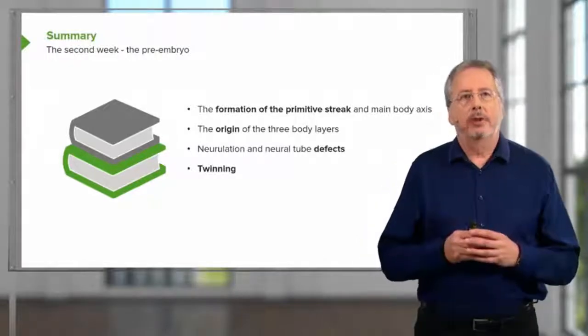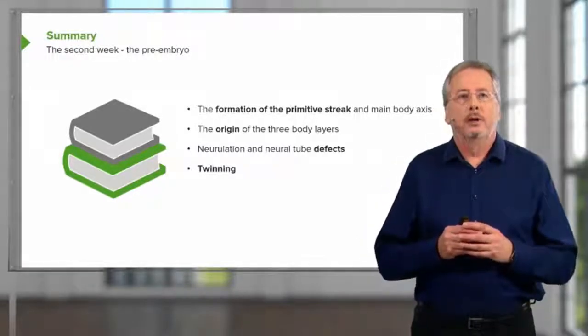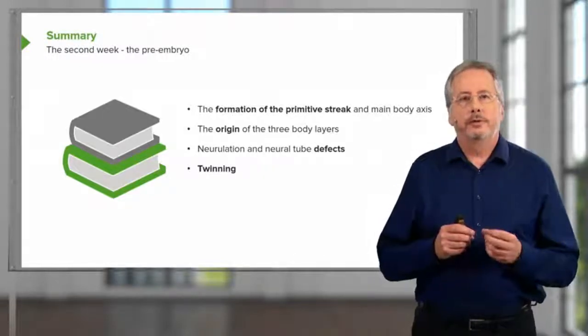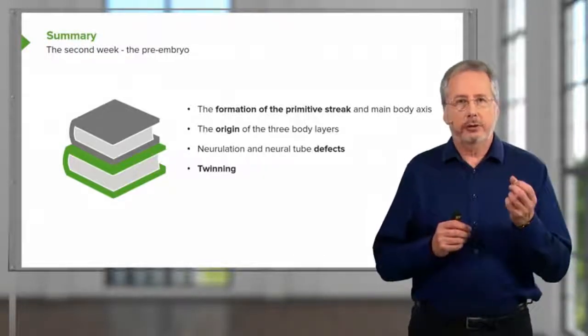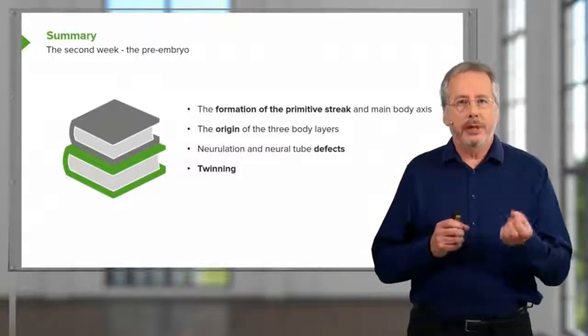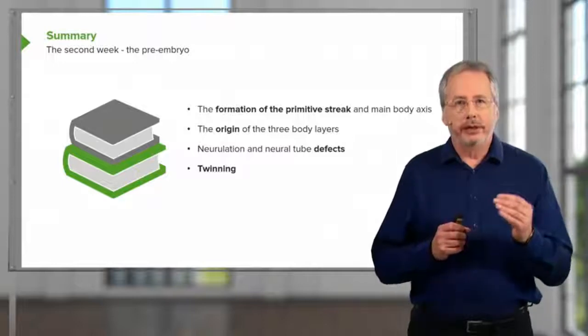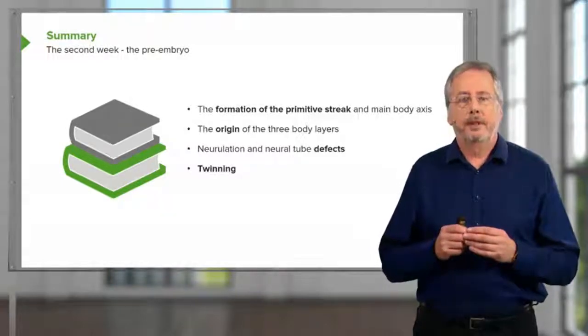So then, in summary, what have we looked at in this lecture? We've been looking at the 2nd week of the pre-embryo. We saw the formation of the primitive streak and gastrulation, which gives rise to the main body axis and also the 3 body layers of ectoderm, mesoderm, and endoderm.